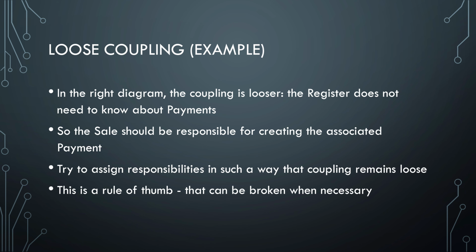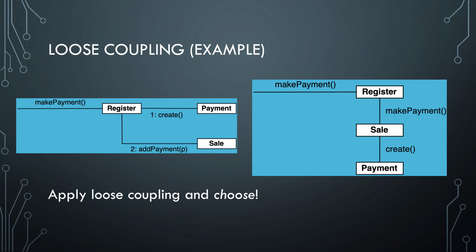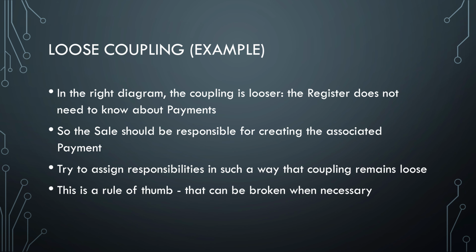In the left diagram, both sale and register need to know about the payment object. In the right diagram, only the sale needs to know about the payment object. Therefore, coupling in the right diagram is looser. Try to assign responsibilities in such a way that coupling remains loose.